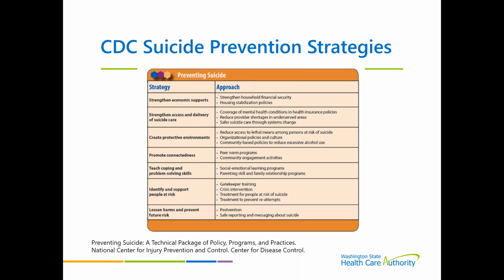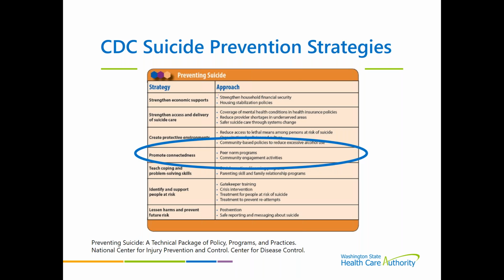Here is the CDC suicide prevention strategies. One of the key recommendations in the Washington State Suicide Prevention Plan is to create and maintain programs improving connectedness, focusing on high priority populations and groups experiencing serious stressors. This is our focus today. Promoting connectedness among individuals and within communities through modeling peer norms and enhancing community engagement may protect against suicide.